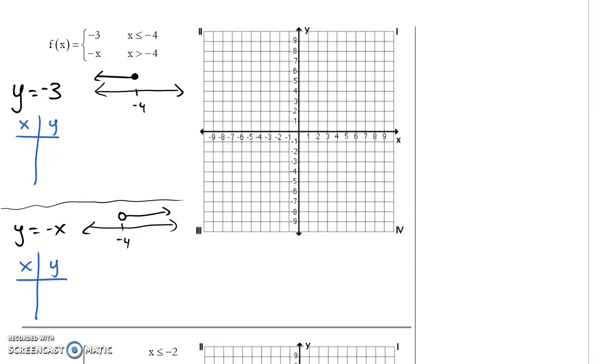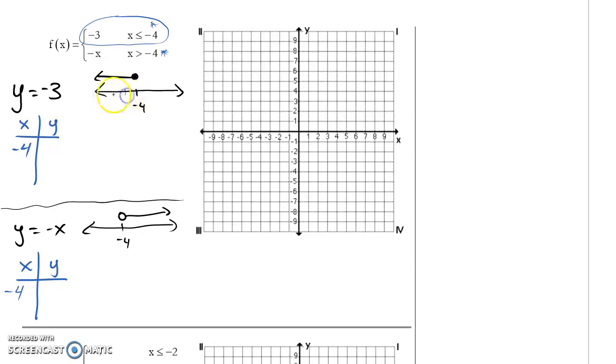On our second problem on the next page, I have to graph y equals negative 3 as long as x is less than or equal to negative 4. Y equals negative x whenever x is bigger than negative 4. Again, the numbers in my inequality, so for negative 3, I have to use negative 4. I have to choose my second one. For y equals negative x, I have to use negative 4. And then I get to choose my second one. The choice I make goes along with my inequality.